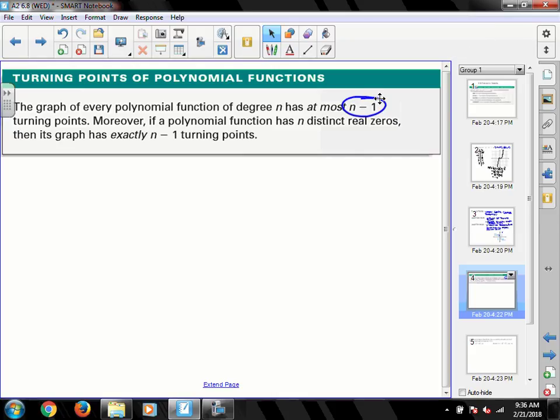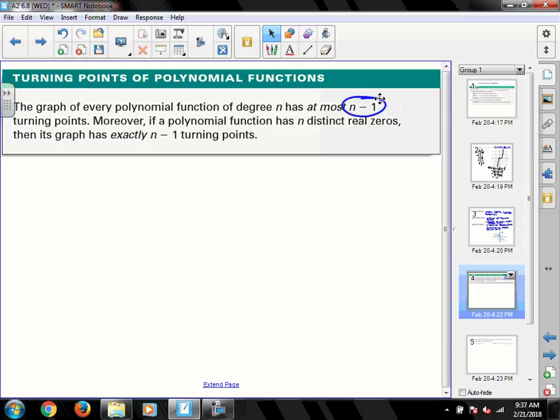Then, if it has n distinct real zeros, so if it's degree 3 and it has 3 real zeros, 3 x-intercepts, then its graph has exactly n minus 1 turning points. So, if it is degree 3, how many turning points would I expect to see, Landon? 2. Good. So your turning points are going to be one less than whatever degree it is.